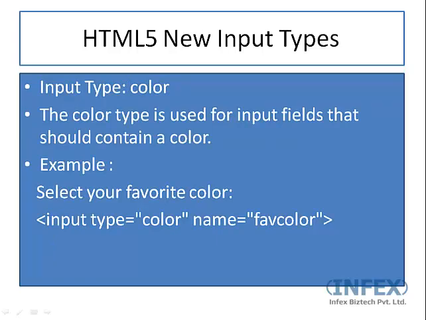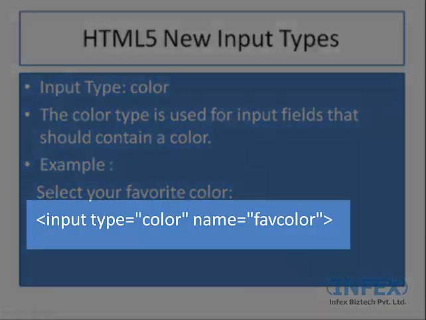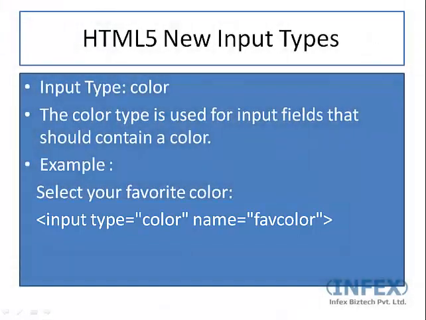So this is the first element, input type color. Color type is used for input fields that should contain a color. Below is the example. We define inside the input tag input type color and provide the name for the color. So this is a new element in HTML5.